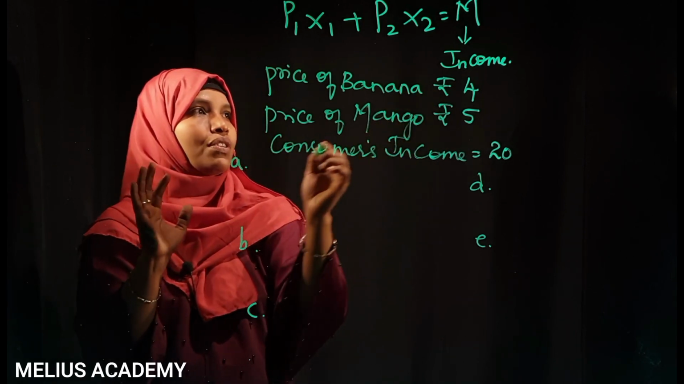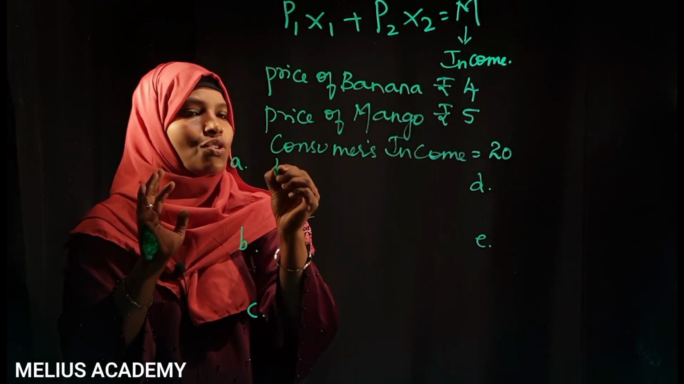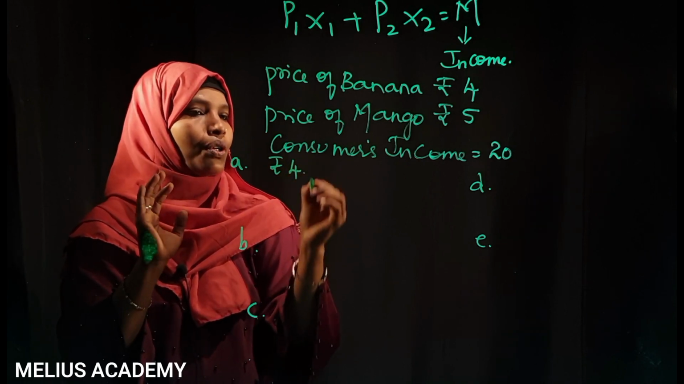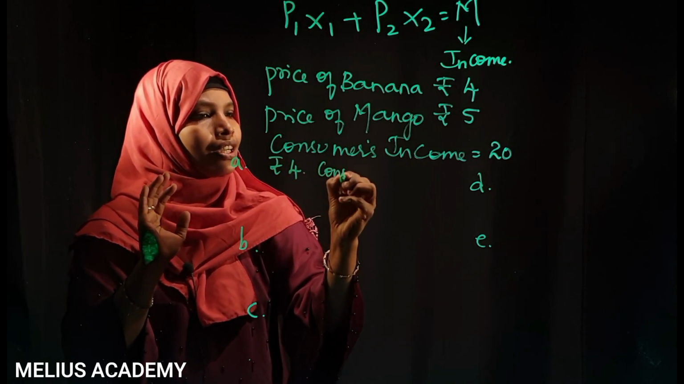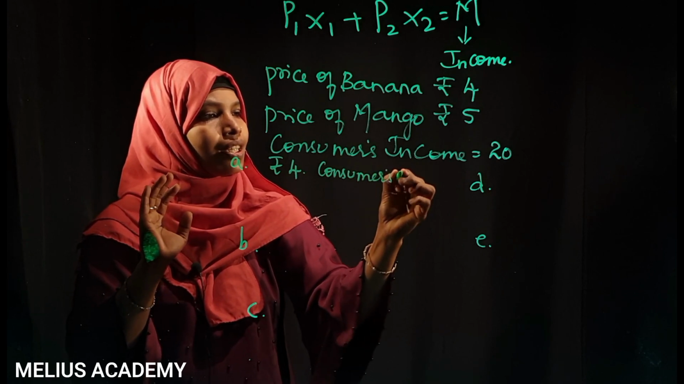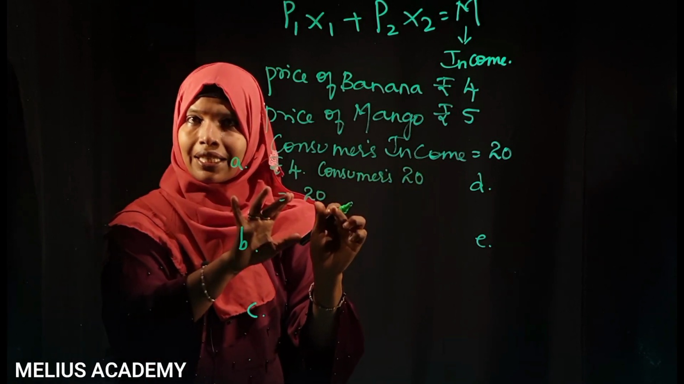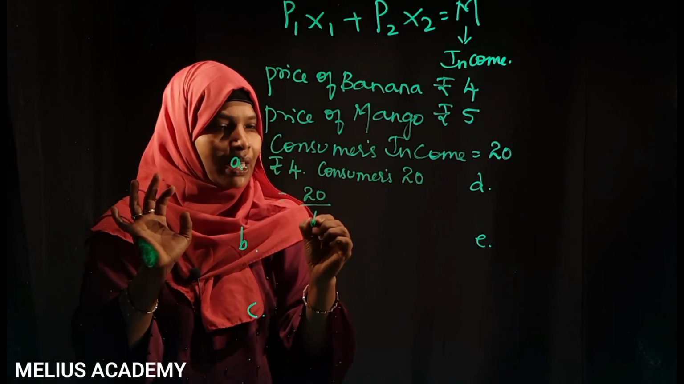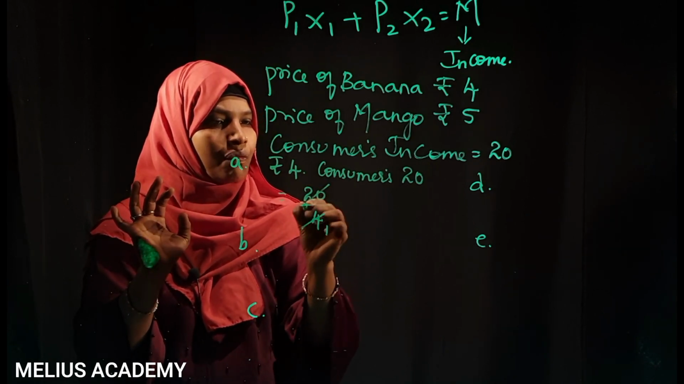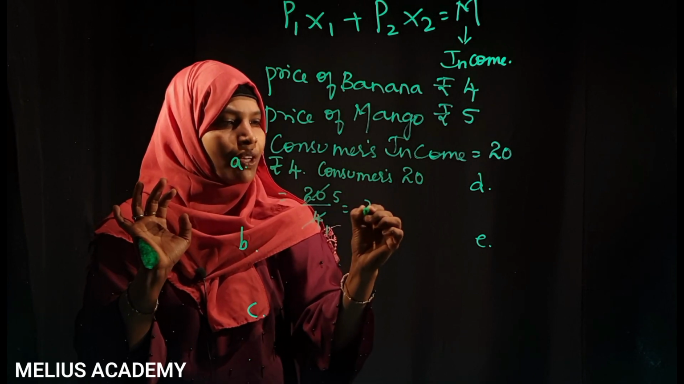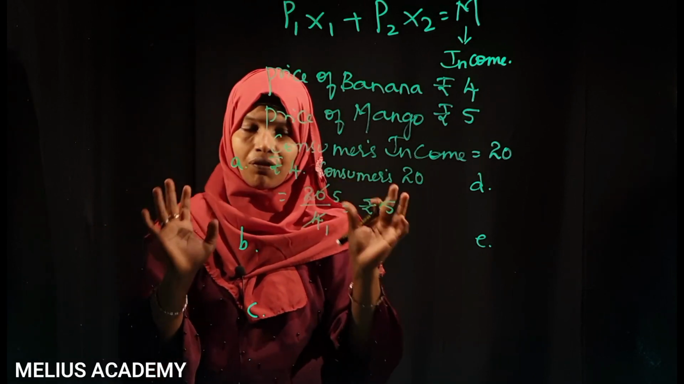The price of banana is rupees 4. Consumer's income is rupees 20. What we have to do is take this income, 20 rupees, and divide by rupees 4. 4 ones are 4, 4 fives are 20. So we get 5.